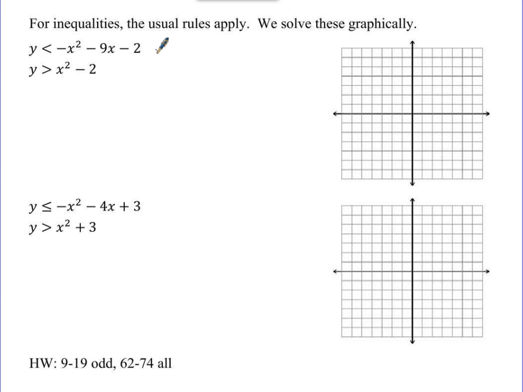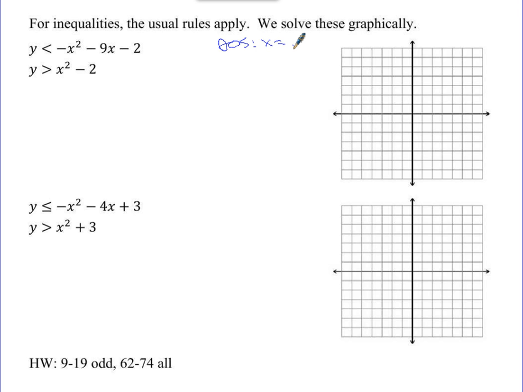So with this one, is it going to be easy to put it in vertex form? 9 is not an even number. So we're going to wind up with fractions if we try to put it in vertex form. You want to deal with that? Okay, so good. We want to start off with AOS.